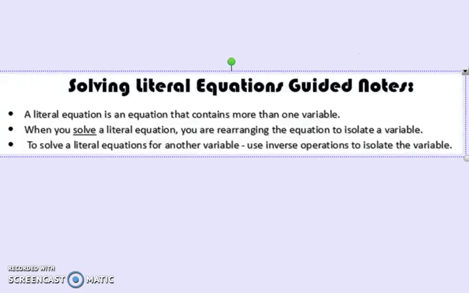Now, the difference between a literal equation and a normal equation, or as we call it, a linear equation. A literal equation is an equation that contains more than one variable, and we're going to specifically solve for one variable. When we solve for it, we want to rearrange that equation to isolate the variable we want, and we're still using those inverse operations to make sure that we're solving it correctly.